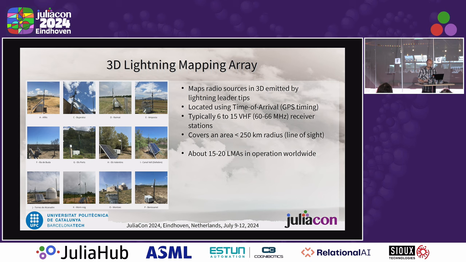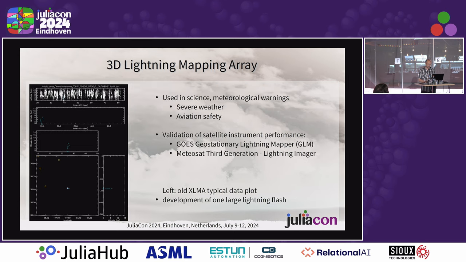What happens is these radio sources are mapped by GPS timing, and so you get points in 3D space in a region of about 250 kilometers radius. And this is not the only LMA. There are more than 15 Lightning Mapping Arrays worldwide in operation, and they're typically used for science and for nowcasting and warnings for severe weather.